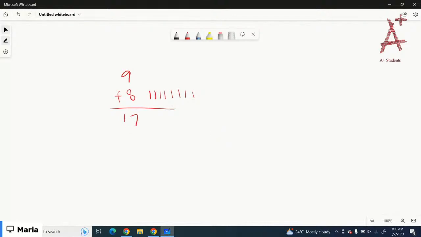Got it? I just made 8 lines for 8. Started counting from 9 and counted up 8. So 9 plus 8 makes 17. Got it?